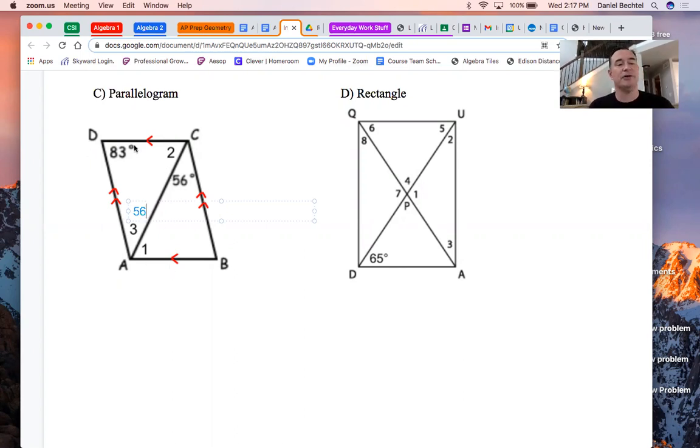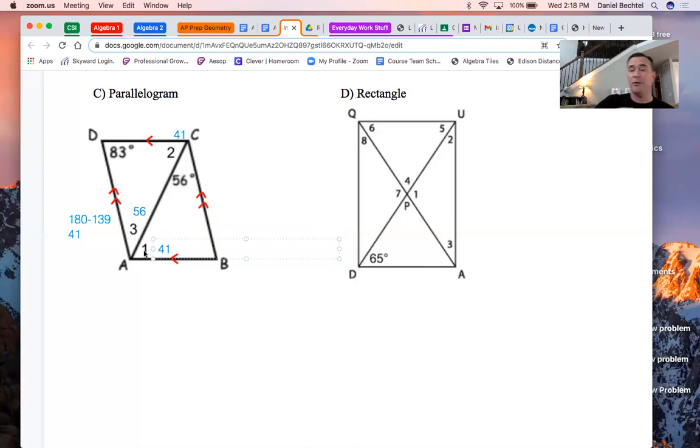However, I have this triangle here. I got an 83, I got a 56, and then I got this 2. So we've got to work backwards from the triangle. 83 plus 56 is going to be 139. To find angle 2, I basically just have to find whatever 180 minus 139 is. That's going to be 41 degrees. So angle 2 is going to be 41, and angle 1 will also be 41 because they are alternate interior angles.